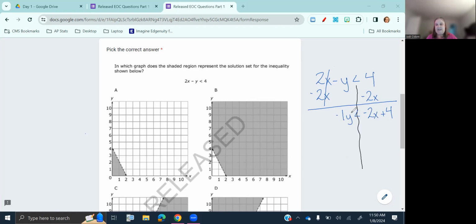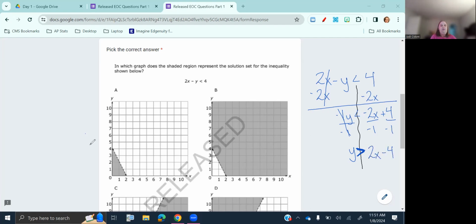Last but not least, to get y by itself, I'm going to divide everything by negative 1. This is where an inequality is different than an equal sign. So I have y here. Now, because you divided by a negative, it flips the inequality, okay? Whenever you divide or multiply by a negative number, it flips the inequality. So my inequality is now a greater than sign. I flip it because I'm dividing by negative 1. So negative 2x divided by negative 1 is 2x. 4 divided by negative 1 is negative 4.